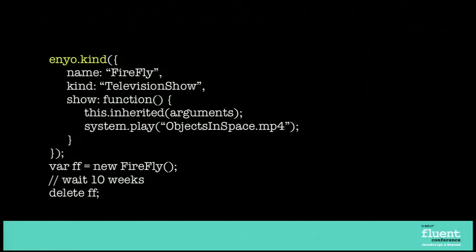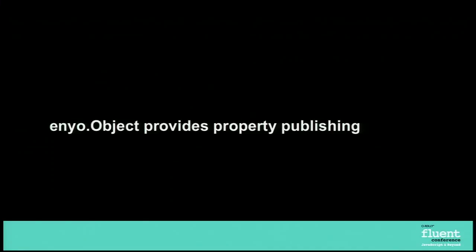And then I'm defining a function which is going to be a member of the Firefly kind. This inherit is really important. It's the way that you run your super kind, your parent kind. So I'm saying, okay, run anything that my television show.show does, and then call system play to play an MP4 file. So once you've done this kind function, that's actually going to create a new function called Firefly. We run it to create Firefly, we wait 10 weeks, and we cancel it. Delete it. So that's the basic level.